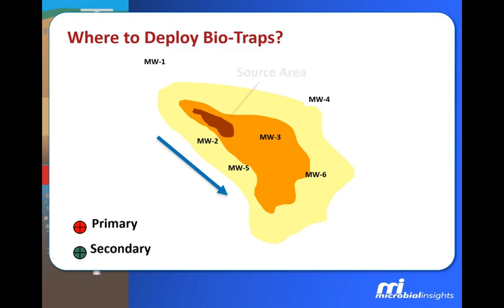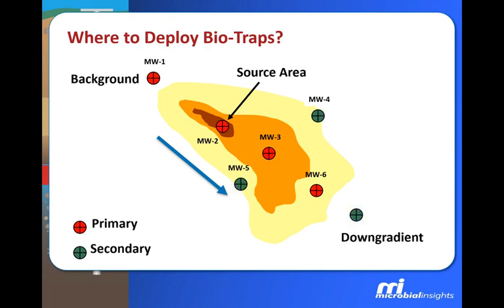Well, in a typical contaminated aquifer, we might consider a deployment scheme something like this, deploying a background trap and then perhaps through the axis of the spill, and depending upon resources, we might also be interested not only in the fringes of the spill and what's going on there, but also looking down gradient as well.